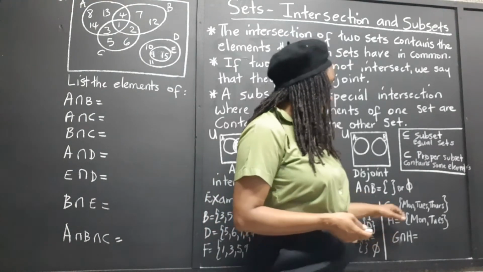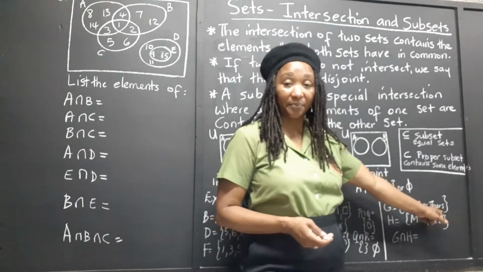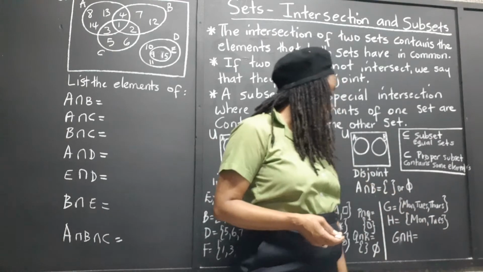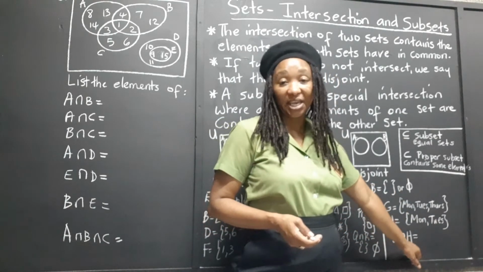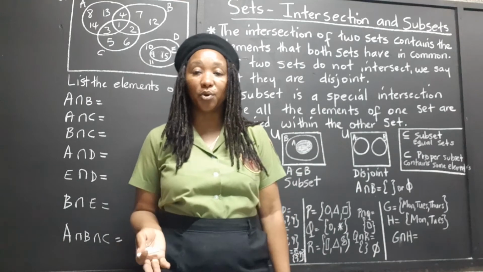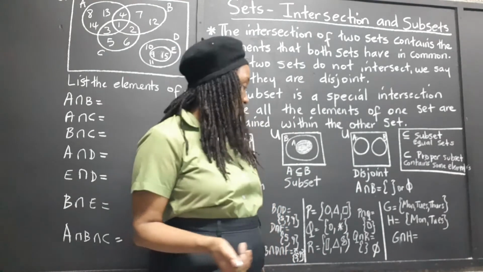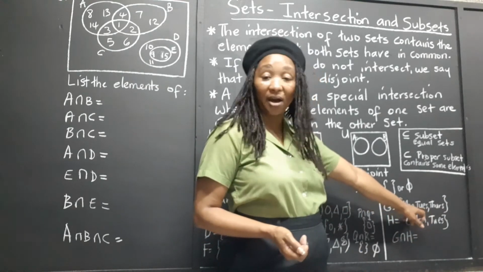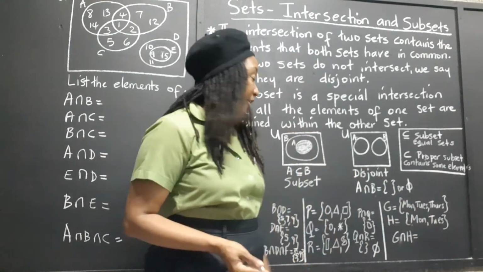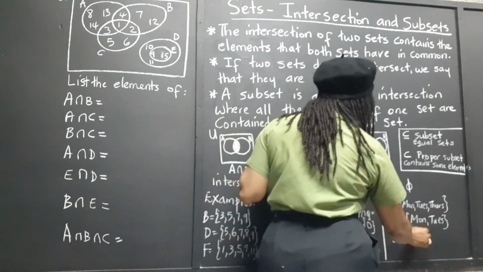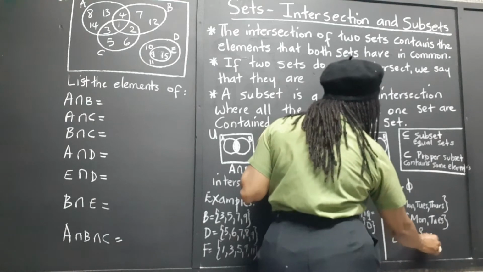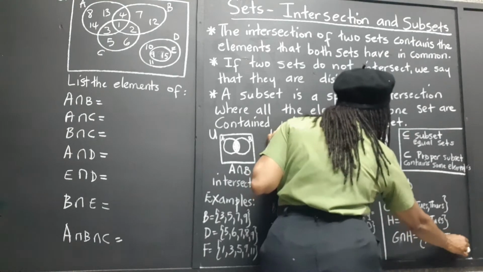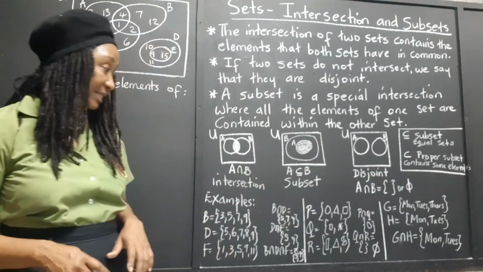Set G has elements Monday, Tuesday, Thursday. And set H has elements Monday and Tuesday. What is G intersect H? What is common to both G and H? Both of them have Monday, both of them have Tuesday. So their intersection has two elements. Put our curly brackets and we're going to put Monday and Tuesday. Monday and Tuesday are common to both sets.